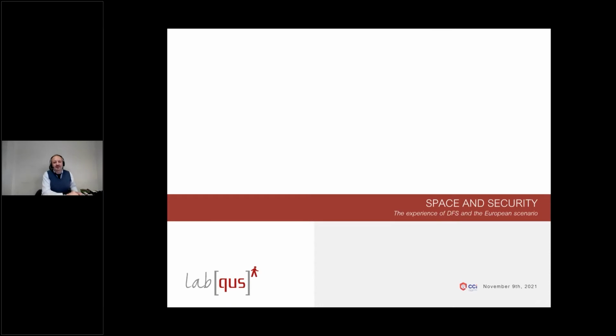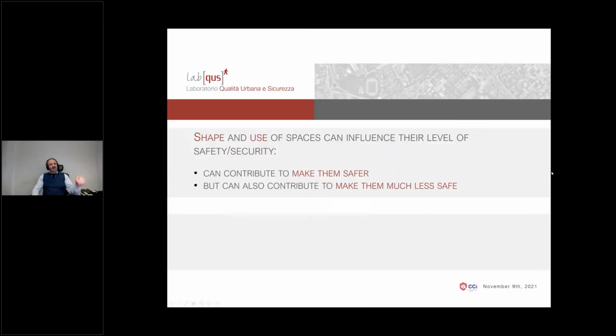So, space and security. I don't know how many of you are familiar with the concept of CP-UDP, or crime prevention through urban design and planning, or CPTED, or environmental crime prevention. To put all of us on the same ground, I will make a couple of statements. The first one is fundamental: how our cities are designed and used can influence in a very definite way their level of safety and security. Space can contribute to making places safer, but it can also contribute to making them much less safe.